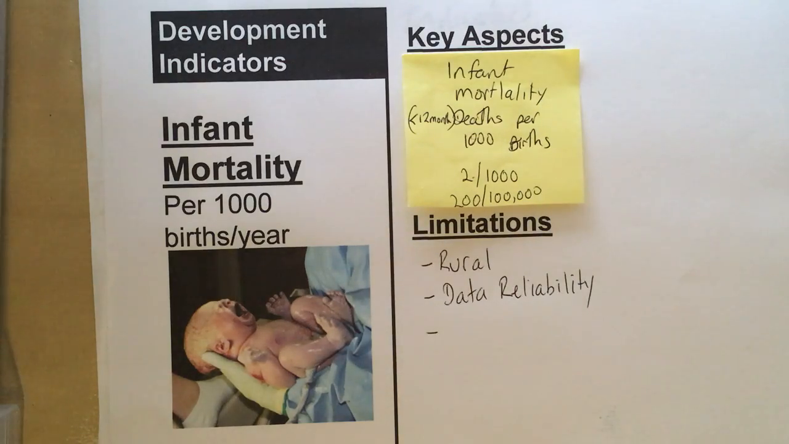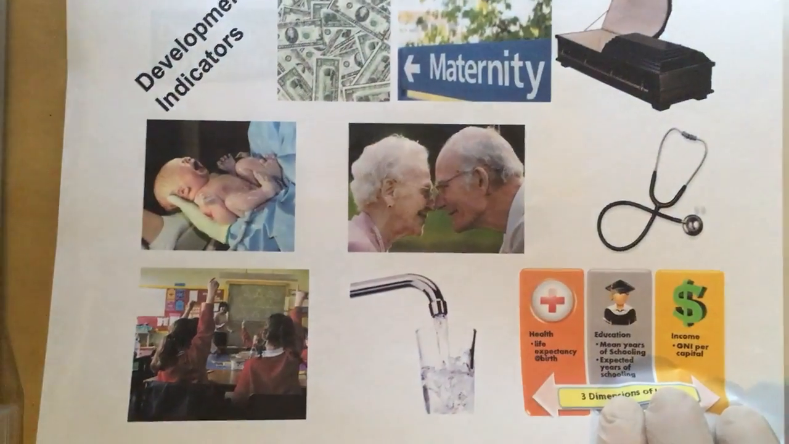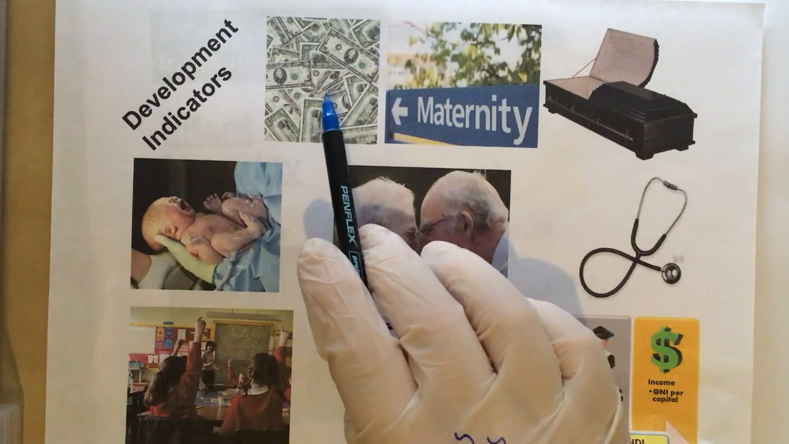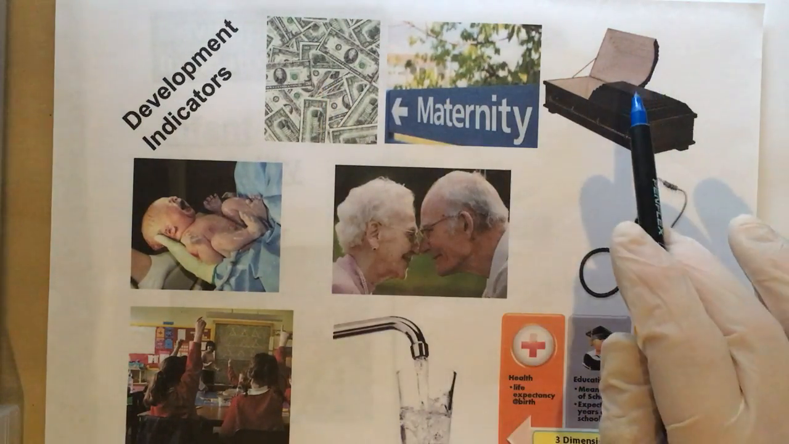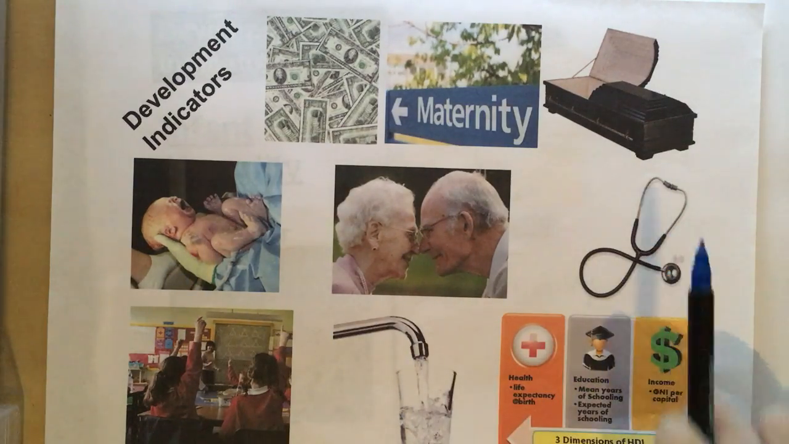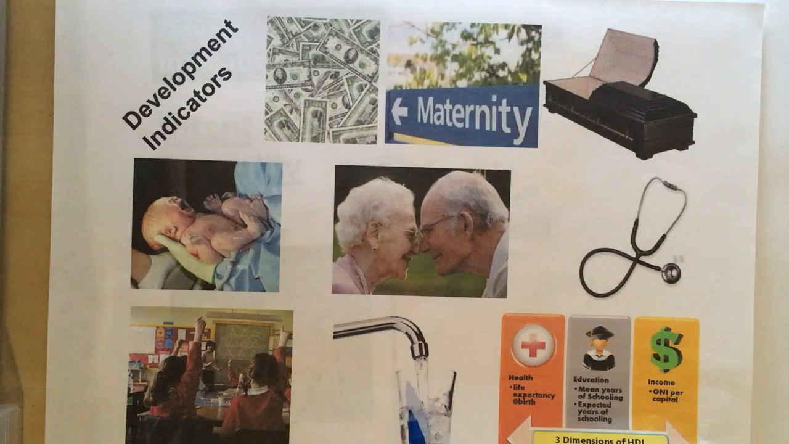Before we do that, we're just going to look at some of the development indicators that we looked at before, and these are GNI, gross national income, birth rates, death rates, infant mortality, life expectancy, people per doctor, education, access to safe water, and a composite development indicator taking health, education and income, all three together, HDI.